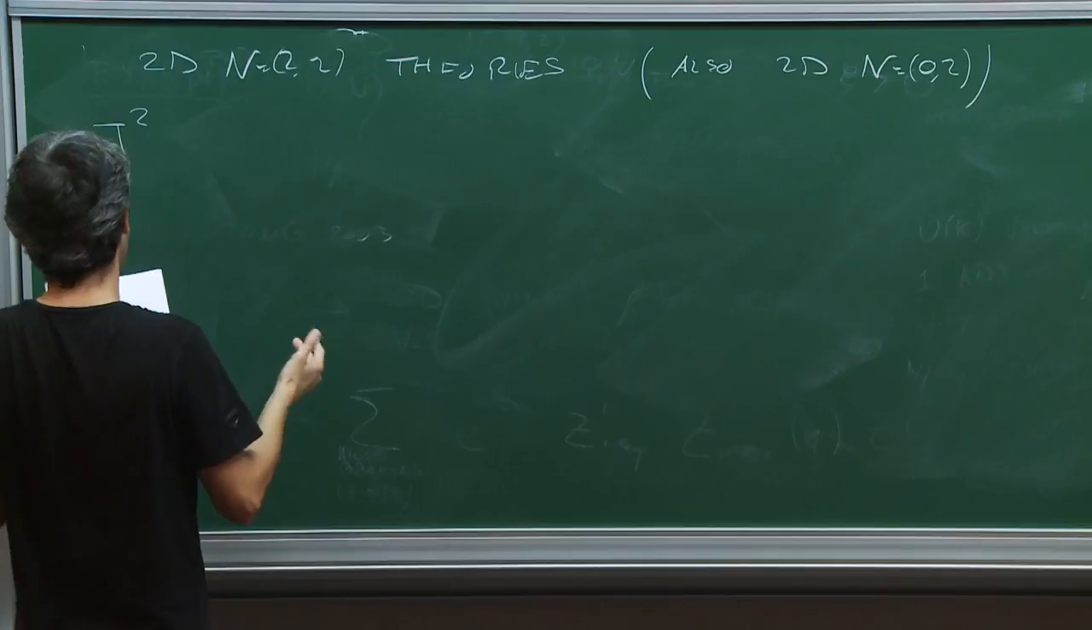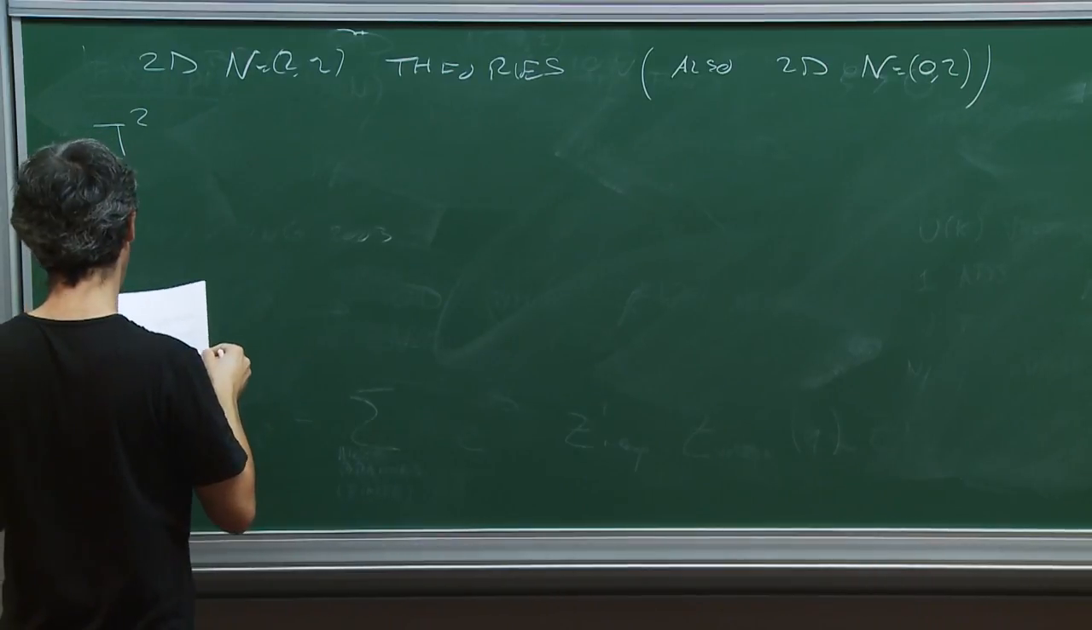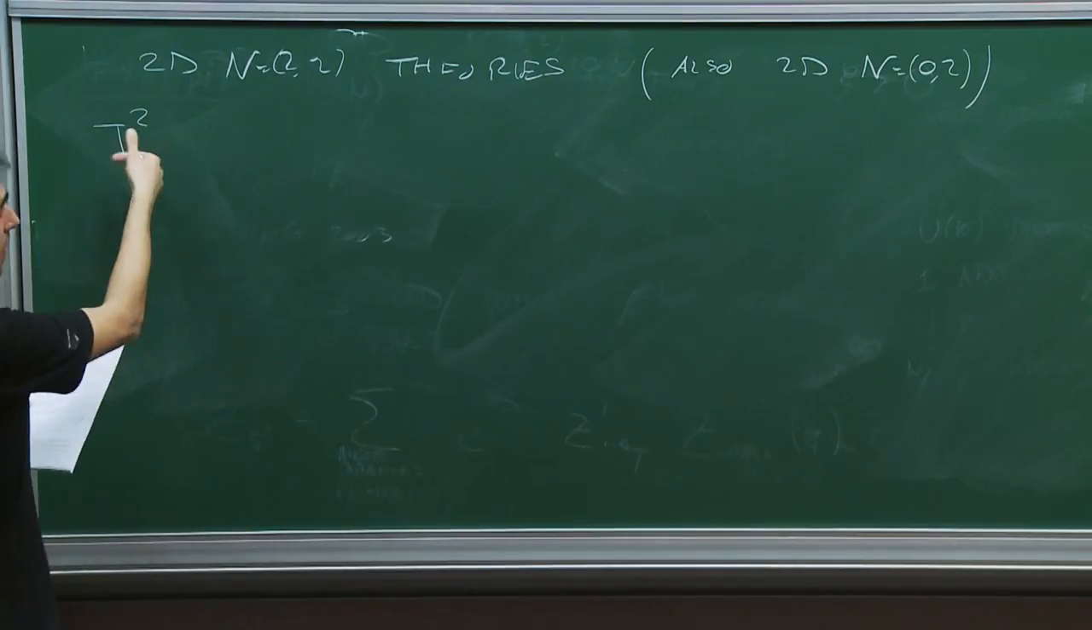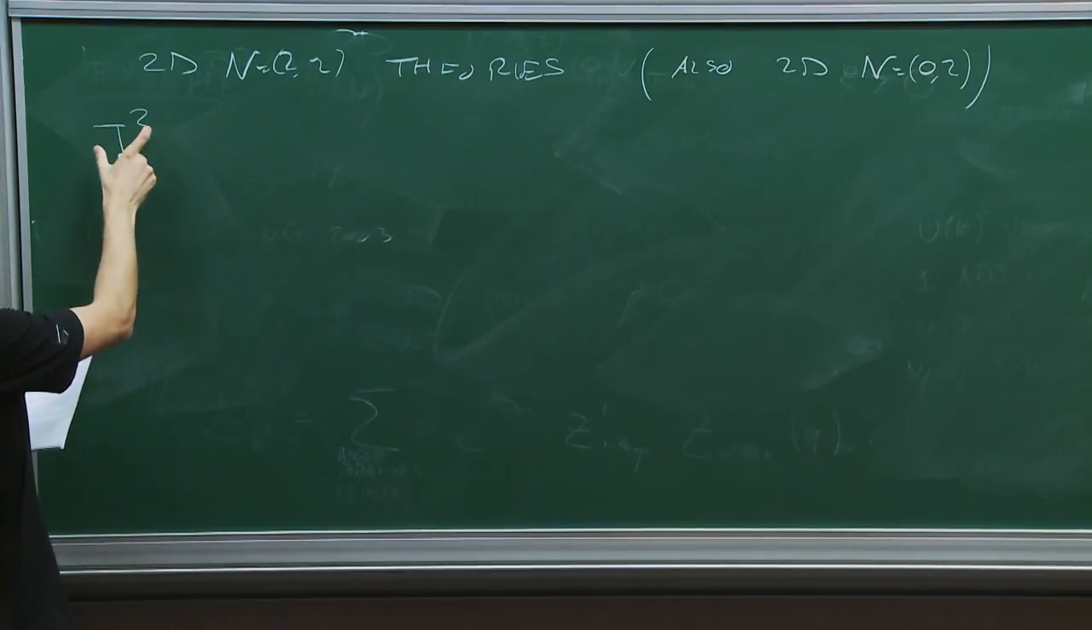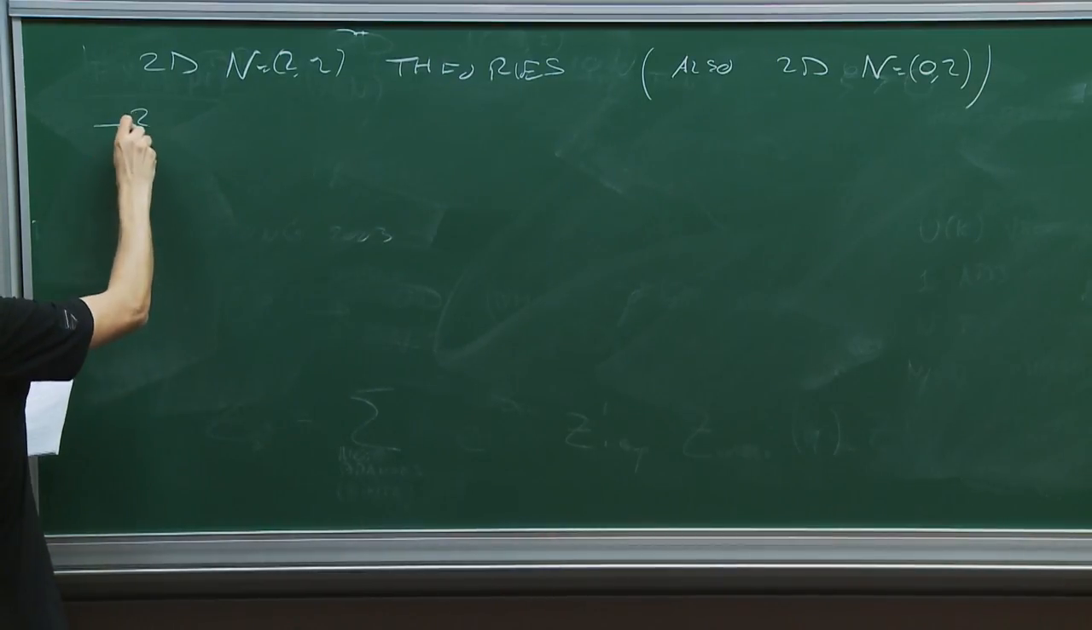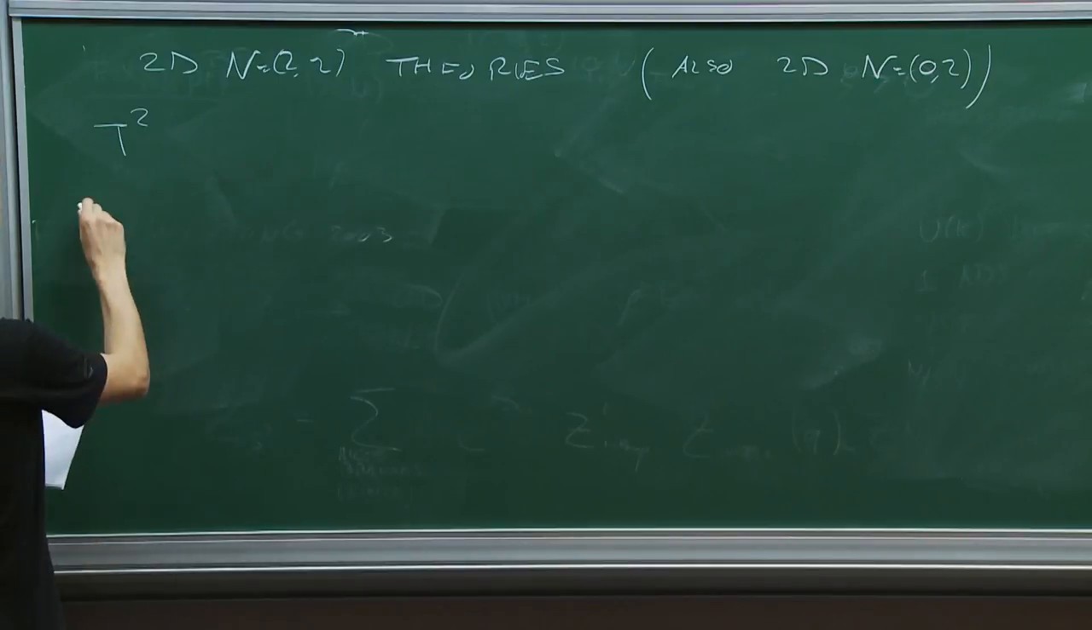So first of all, what is the object that we are computing? We said as we change the manifold, we get access to different observables. So what are the observables that we obtain if we study the theory on T^2? Well, this is a superconformal index.